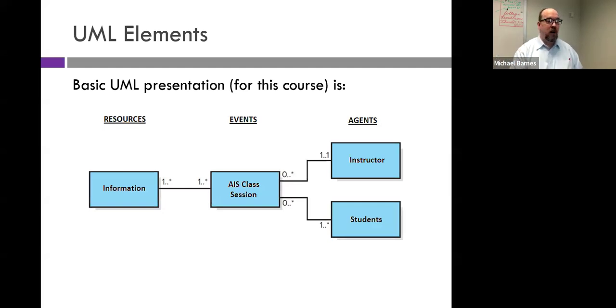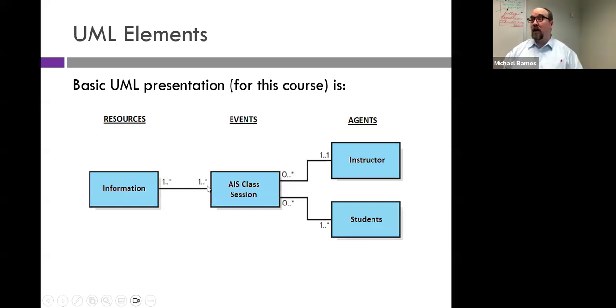What are the relationships here? We can see they're characterized by the multiplicities. So in an AIS class session, if I have at least one piece of knowledge to share, I'm going to have one class session. But more likely, I'm going to share multiple pieces of knowledge with you. So at least one piece of information will be shared during a class session, possibly multiple. And information will be shared at least one time in a class session, because if I don't have a class session, or if I don't have information, I won't share it. Okay, so information will be shared, but it can also be shared multiple times.